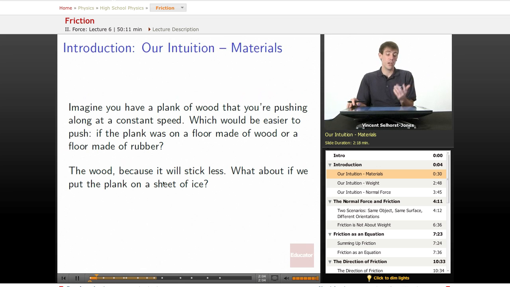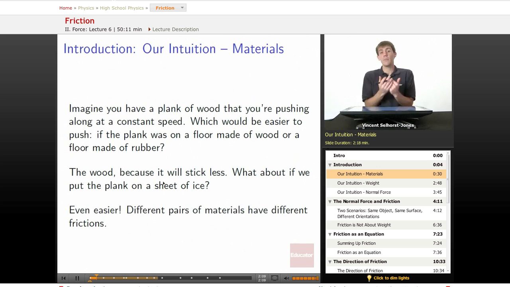What if we were to put the plank on a sheet of ice? What will that do to it? It's going to make it even easier. Different pairs of materials have different connections. They behave differently with one another because of material science and chemistry and stuff that we're not going to really get into talking about. But friction is a pretty complicated idea and can be explored in lots of further courses, and there's lots of cool, interesting things to learn about it. But in our case, we just know that if you have different materials, you're going to have different frictions.